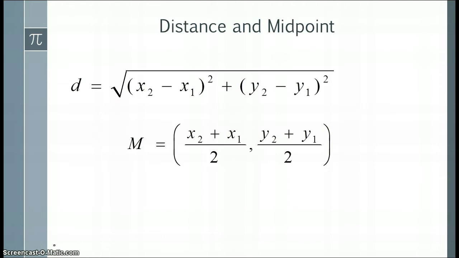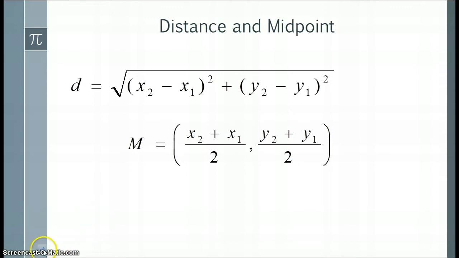Now when I start going into the Cartesian coordinate system and I want to deal with distance and midpoint, to find my distance, I'm going to subtract my x's and square them. I'm going to subtract my y's and square them. And I'm going to add them together and throw them in a square root. Midpoint is all about averaging. So if I take my x's and add them together and divide by 2, or average my x's and average my y's, it will give me my midpoint.